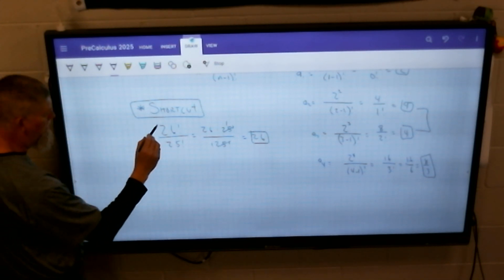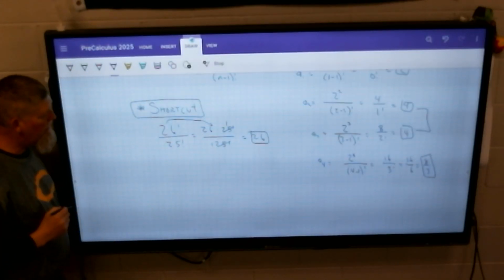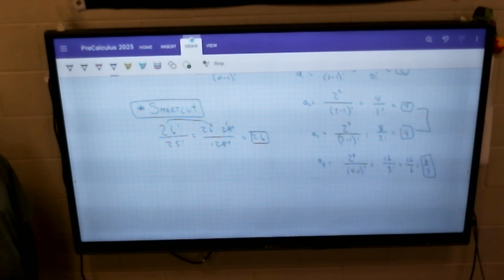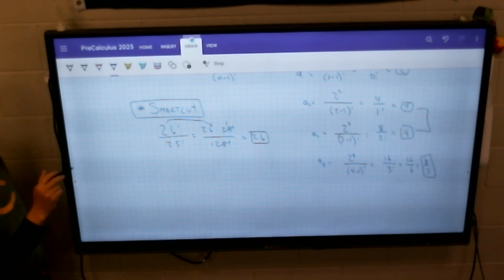You see how I went from here to there? Wait, so what was the bottom number again? 25 factorial. Okay, it just looked like 125 factorial. 25 factorial on top and bottom cancels.